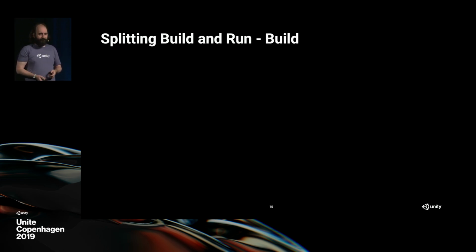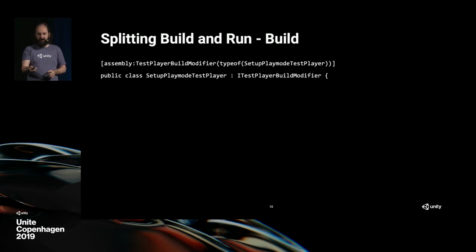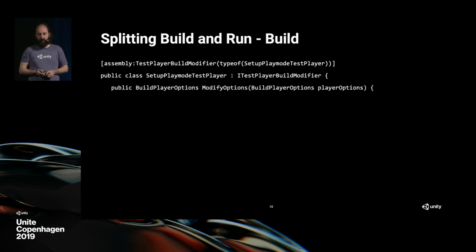So let's look at the code for this a little bit. First things first, these new interfaces are applied to your project using these assembly level attributes. So we have this assembly attribute, test player build modifier, with the type of the thing you want to apply. This is so that you can have these things built up as functionality in libraries, just bring them into the project, and then attach them in with just one line of code. So setup play mode test player is a simple class that implements this new interface. And we have the one method in there, modify options. It's going to receive the options that are being used to build the player, and it will return the options it wants to use. So it will modify and return.